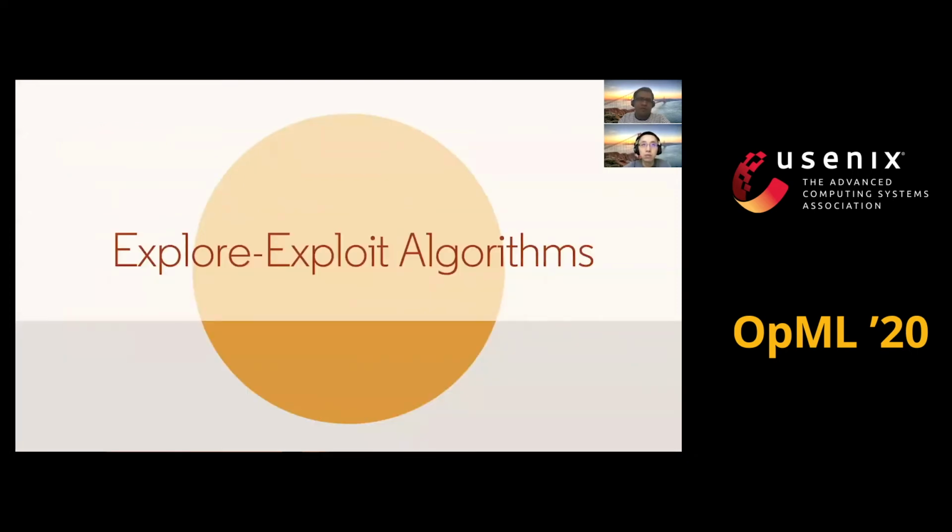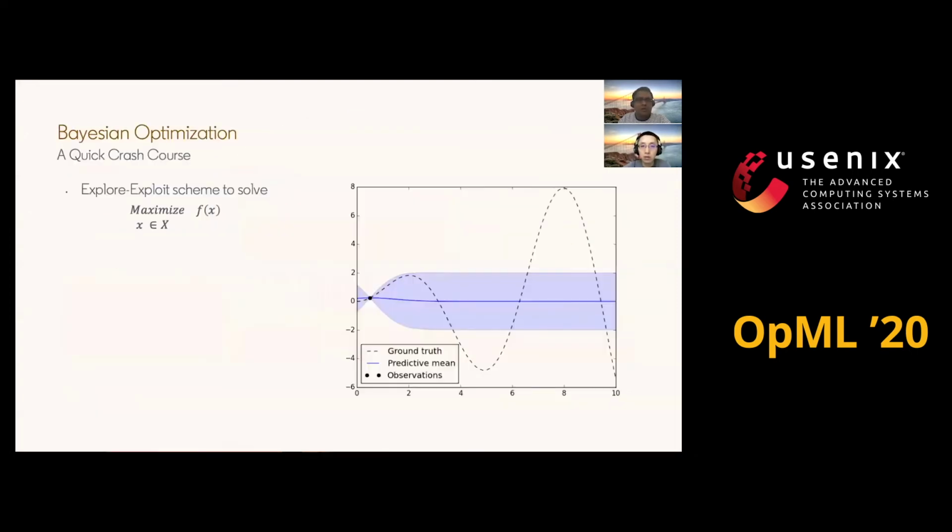Let's talk about the explore-exploit algorithm that we use. Before we get into the exact algorithm, let's look at how this whole thing works. Because you have no understanding of how these functions or metrics look, you are using black box optimization. Over here, we are seeing a function given by a dashed line. You might be interested in maximizing this function. We will observe the function at some points to identify the maximum, and it's called an explore-exploit scheme.